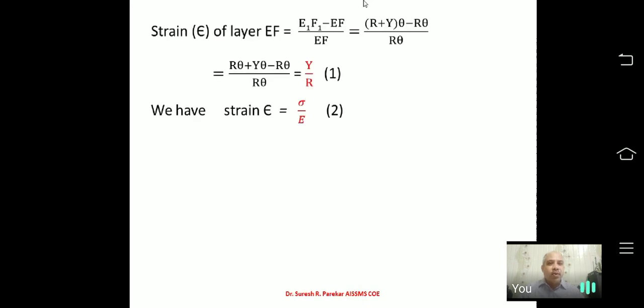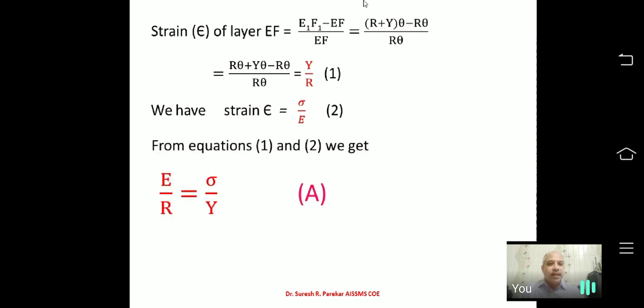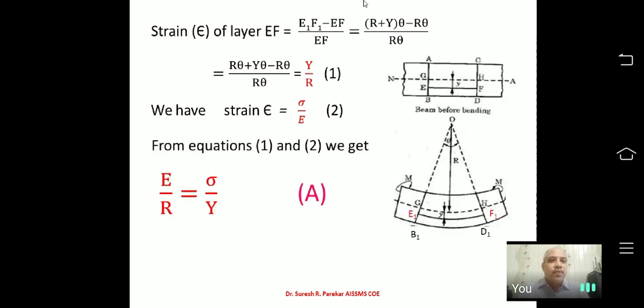Now we can go to the derivation. So, strain. You can see the diagram over here. We have the strain of layer EF, at a distance Y. Now we are going to find the strain, which is change in length upon original length. Change in length is E1F1 minus EF, and the original length is EF.